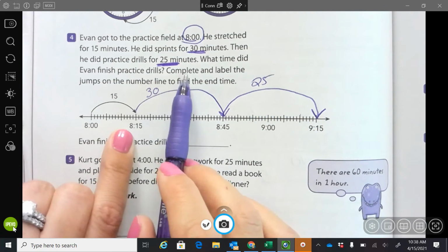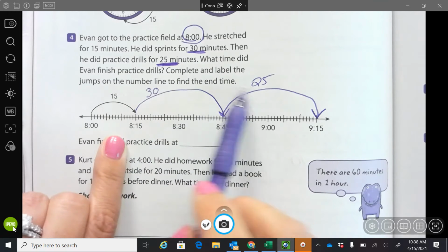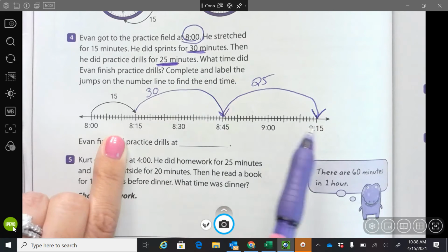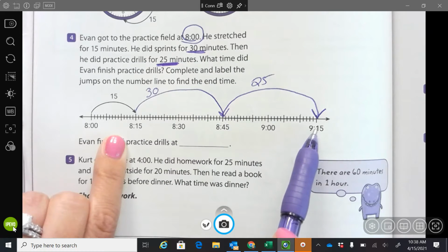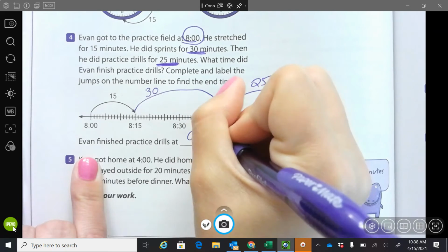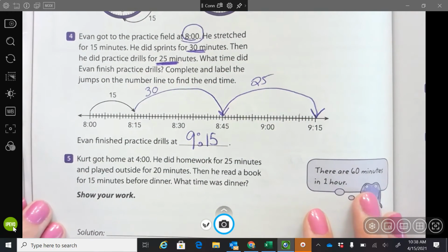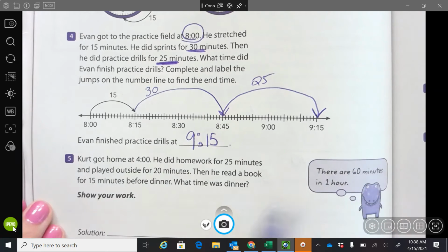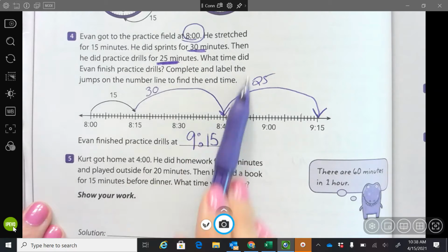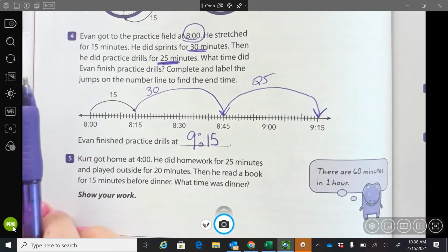The question asks us to complete and label the jumps on the line. Did we do that? Yep. And then to find the end time. What time did he end at? 9:15. When you're doing these questions, my strategy is to read it all one time and then break it apart. And make sure you do each part.